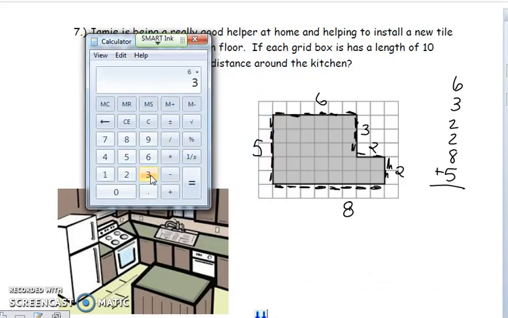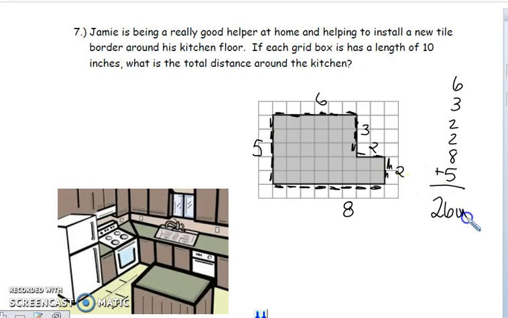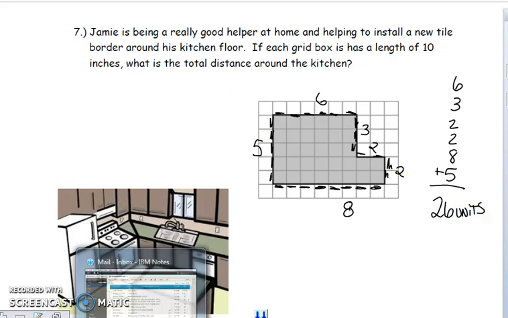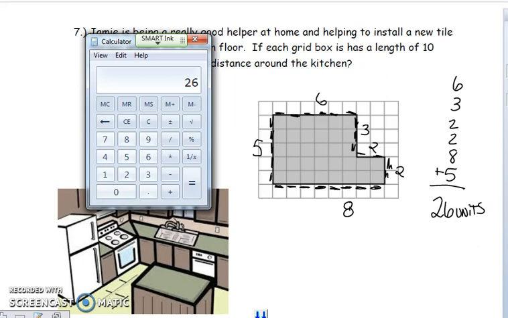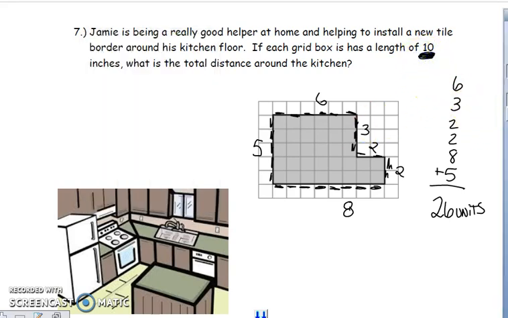So 6 plus 3 plus 2 plus 2 plus 8 plus 5, 26 units. And I'm going to do it again twice because I want to make sure. 6 plus 3 plus 2 plus 2 plus 8 plus 5. 26. Perfect. Now this one is each a length of 10. So I'm going to take my 26 and multiply it by 10. That gives me 260 inches as my final answer.